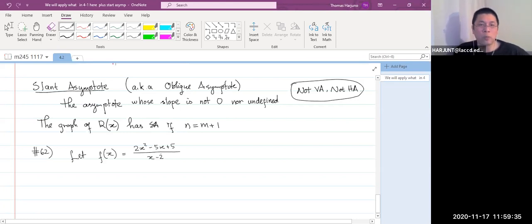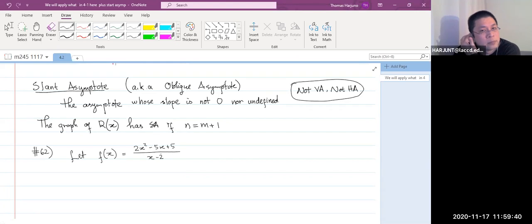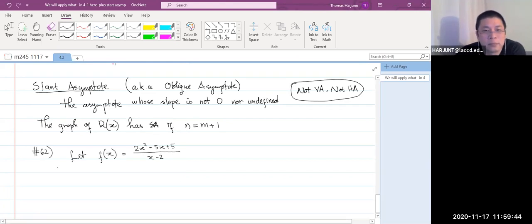Oh, shoot, the top one I cannot factor. But you see the degree on the top is more than the degree at the bottom. So n equals 2, but m equals 1, right? The degree on the top is 1 more than the degree at the bottom. So if I need to find the slant asymptote, it must be y equals mx plus b.